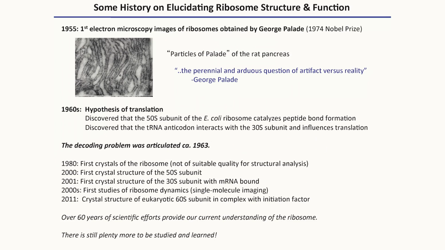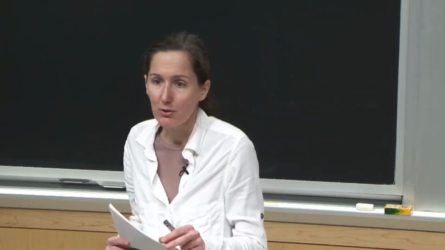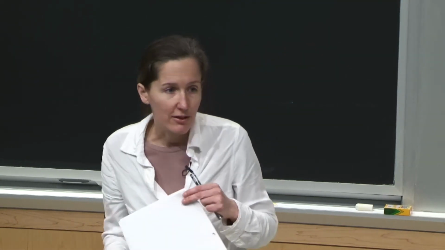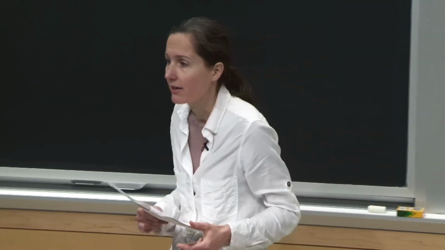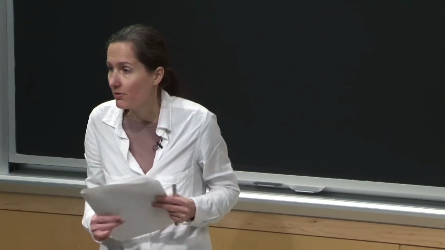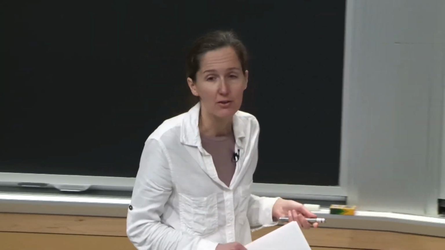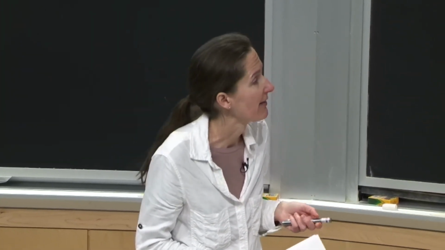And in this time, too, single molecule spectroscopy was well on its way. And so there were studies beginning of ribosome dynamics. And later, 2011, we have a crystal structure of a eukaryotic 60S subunit here. And so we're going to focus our discussions on the prokaryotic ribosome. There's similarities and differences between prokaryotic ribosomes and eukaryotic ribosomes, just to keep in mind if you've heard about eukaryotic ribosomes in other classes.